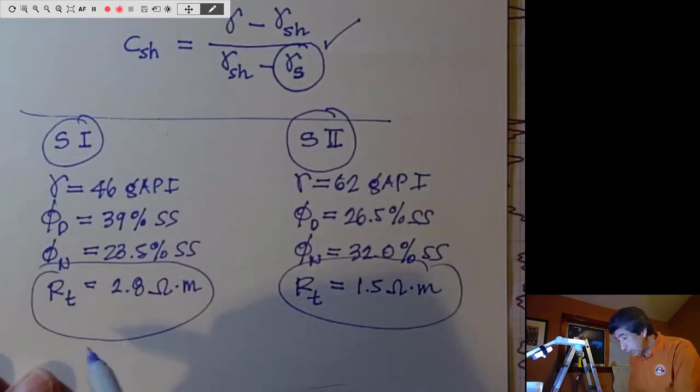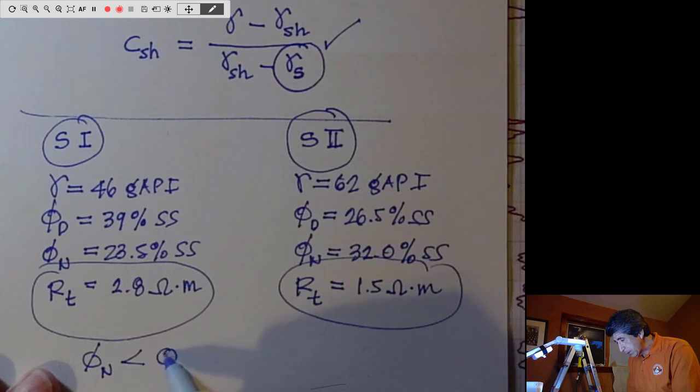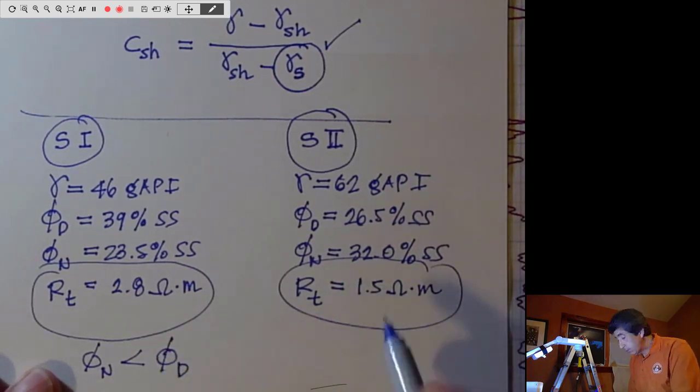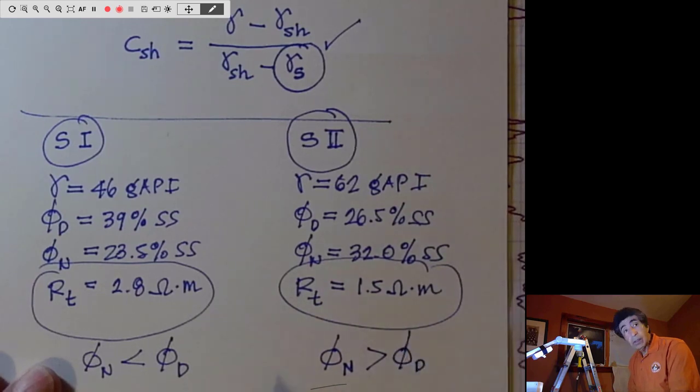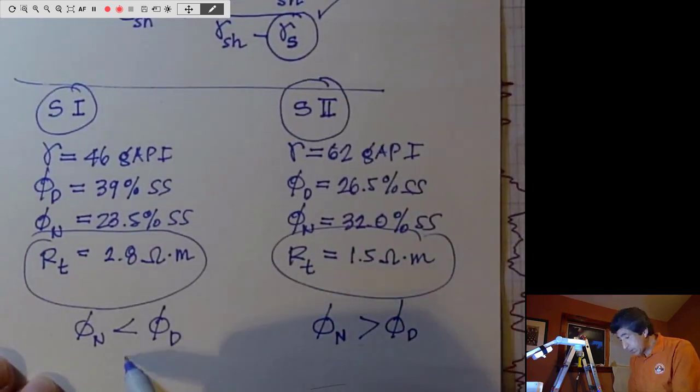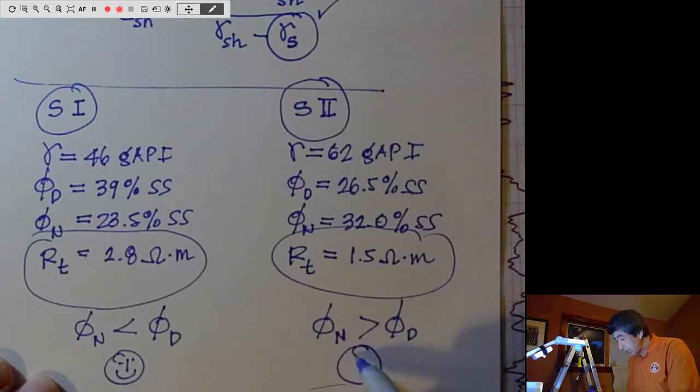I also want to point out here that in this sandstone number 1, the neutron log is lower than the density log. So that is already telling us that we have a light fluid, despite the fact that it hasn't been corrected. But in this case, it's the opposite. The neutron log is larger than the density log. So in this example, you might get happy here. In this example here, you might get a little bit unsettled.